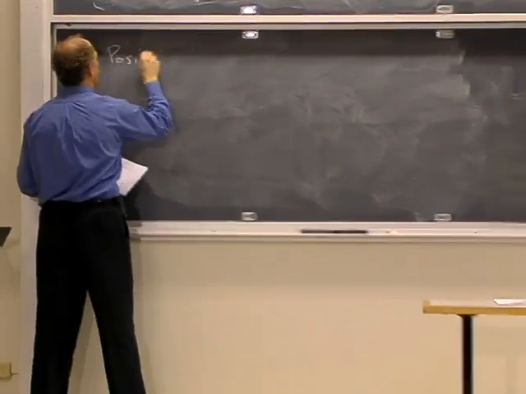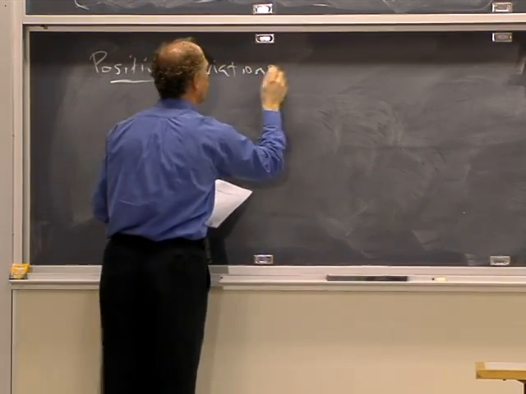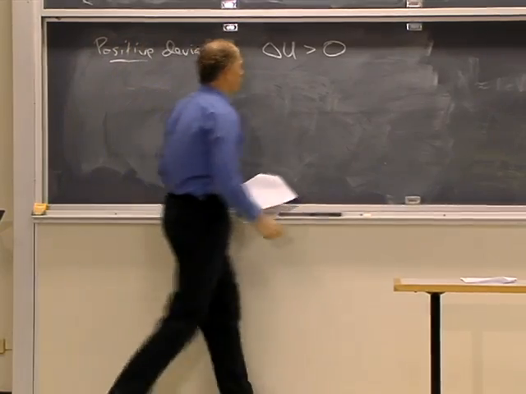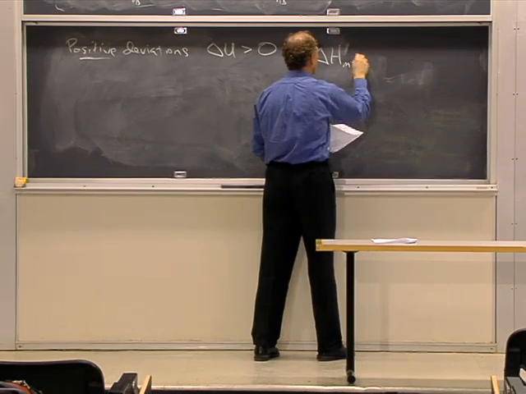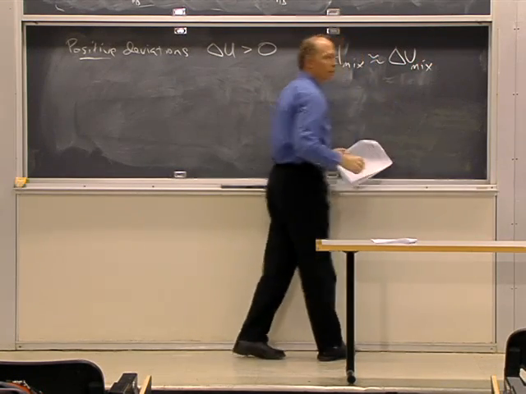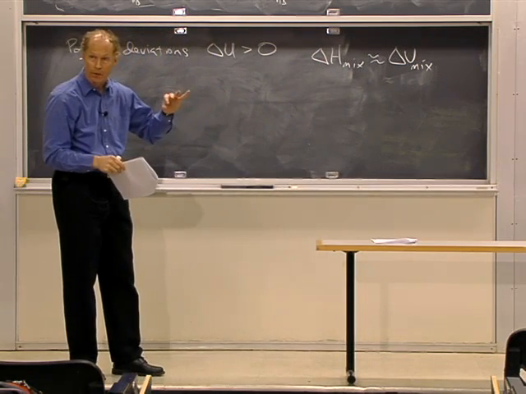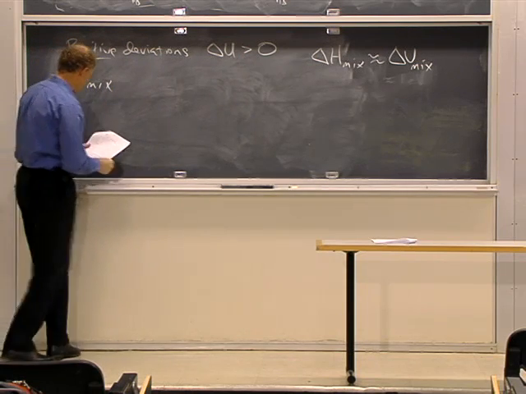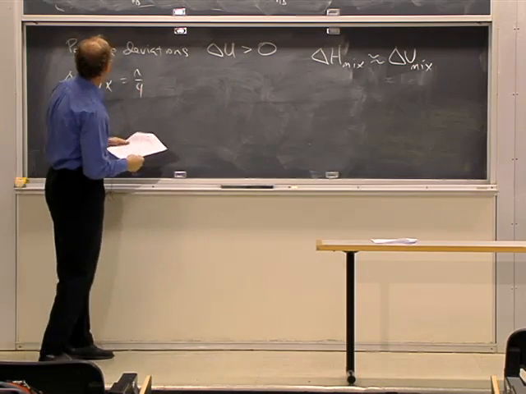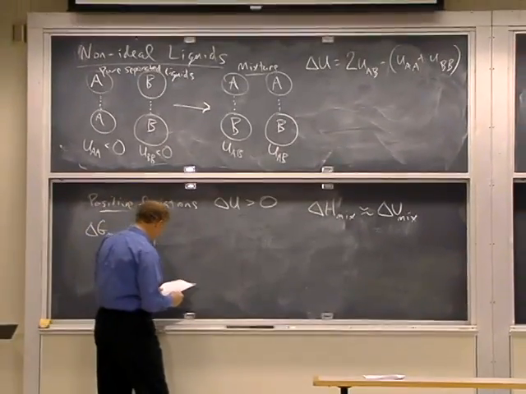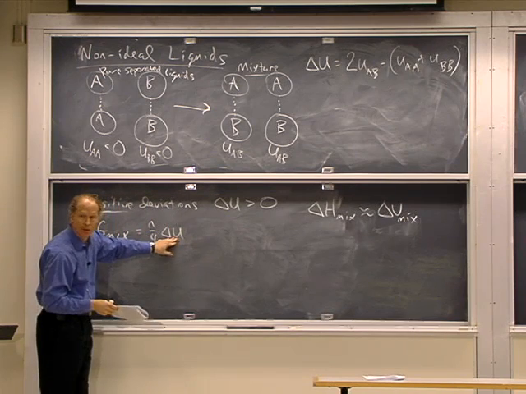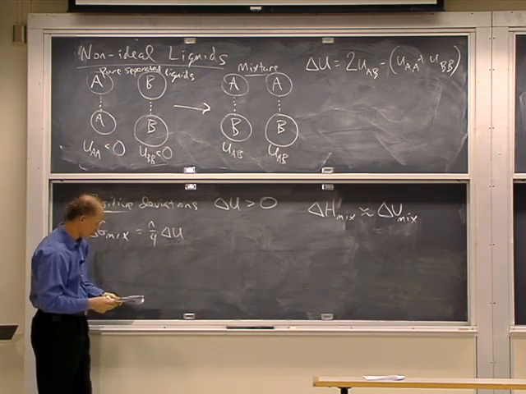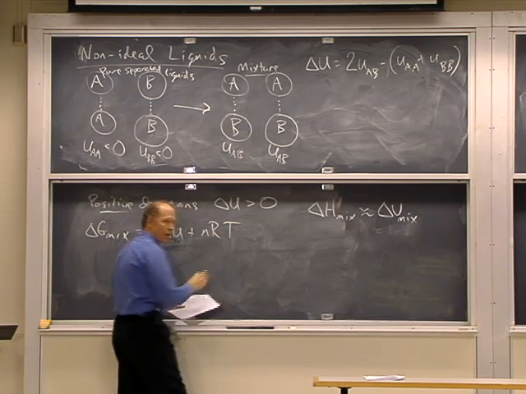So delta U is greater than 0, and our delta H of mixing is going to be close to delta U of mixing. That is, we're going to figure that delta PV is not going to be something large. In that case, we can say delta G of mixing is 1/4 N, and that's only because there are 4 species involved here, times delta U. In other words, I'm multiplying this molecular delta U, the change in energy for this collection of 4 molecules, or 4 molecular pairs, plus the other stuff that we've seen for the ideal case.